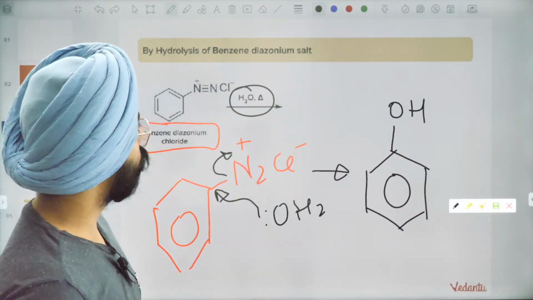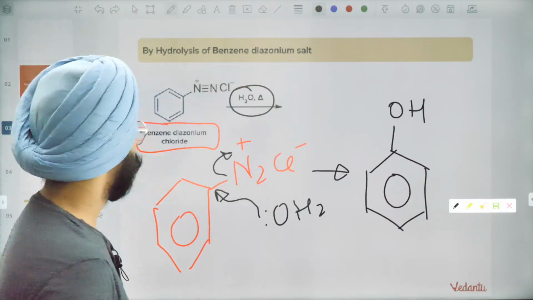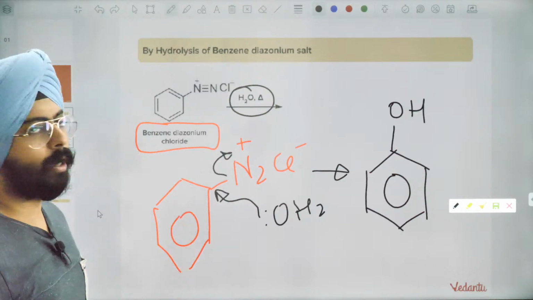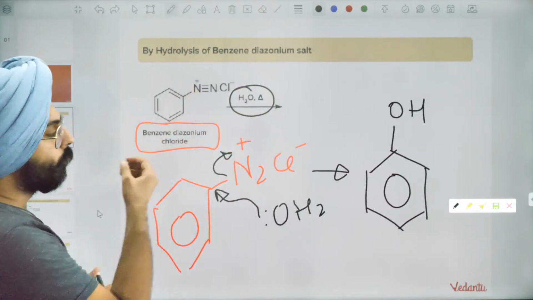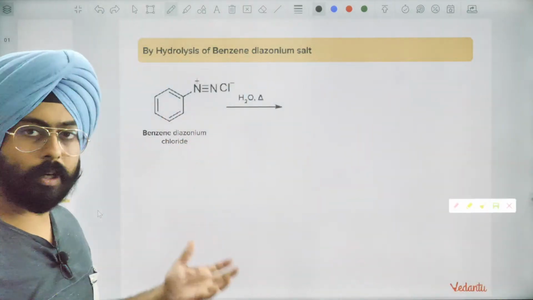So this is about the hydrolysis of the benzene diazonium salt, right? You take the diazonium salt and you hydrolyze it. Now some of you must be asking, sir, how do we synthesize the diazonium salt? I'll tell you about that as well. How do we create the diazonium salt?